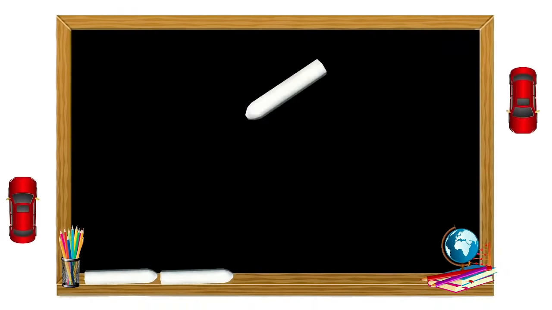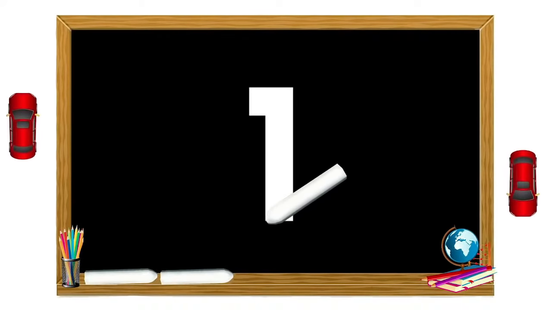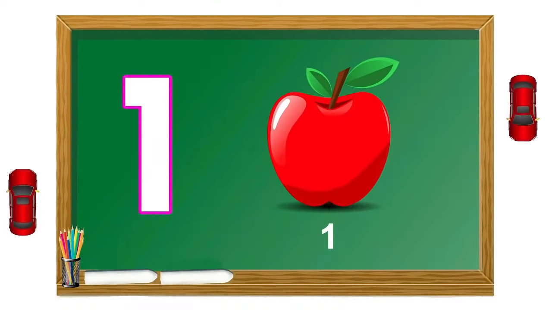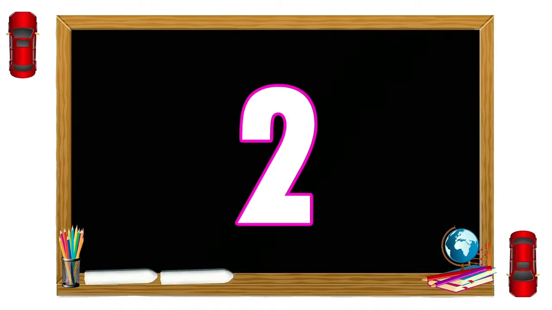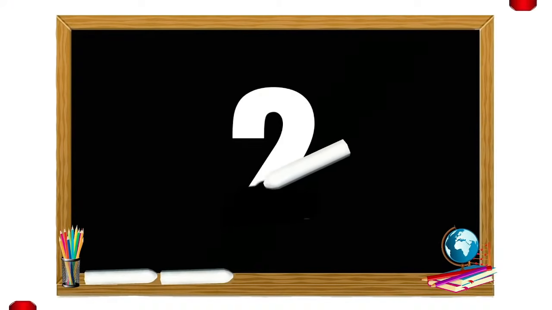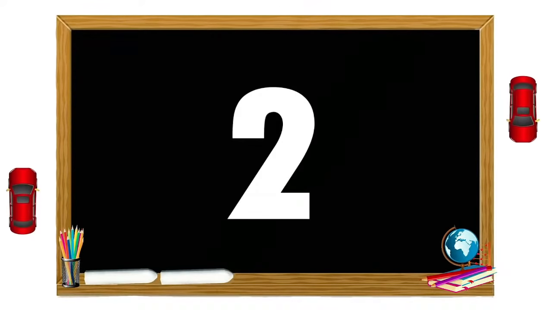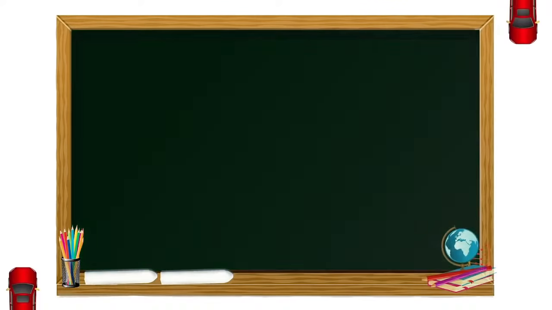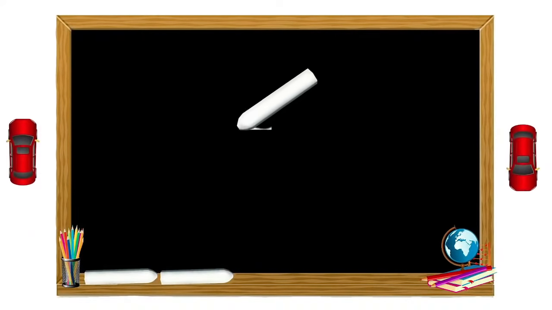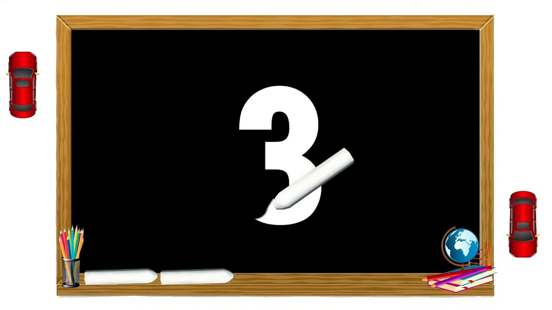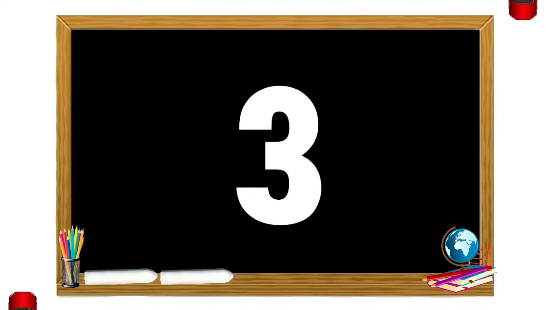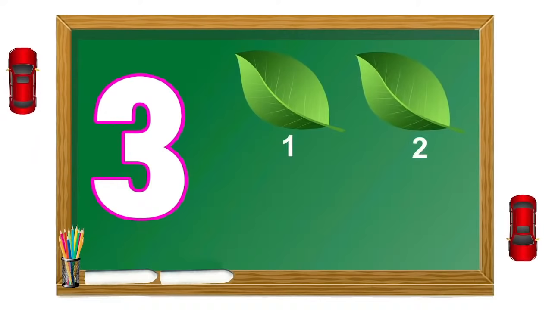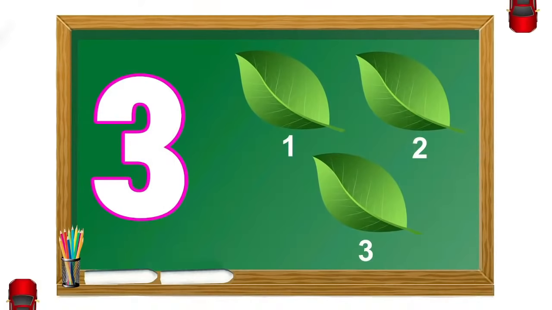1. One, one apple. 2. Two, one, two, two moons. 3. Three, one, two, three, three leaves.